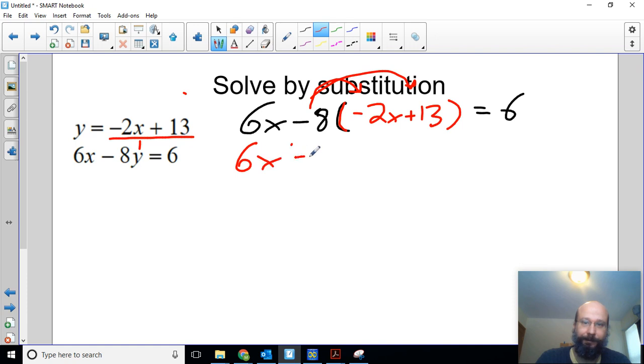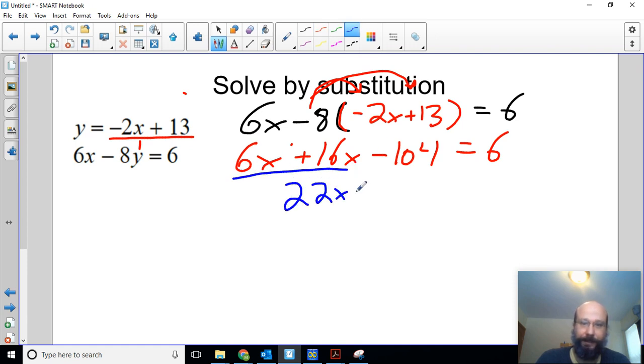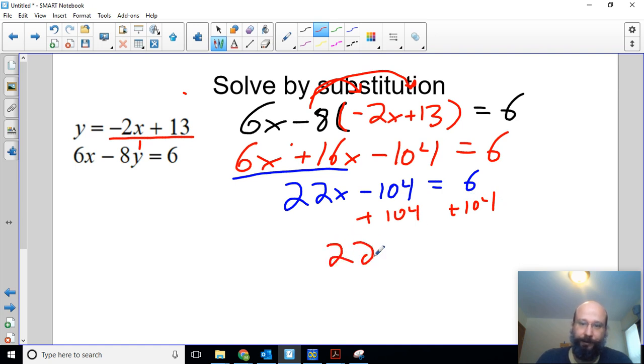So 6x plus 16x minus 104 equals 6. Combine like terms. 6x plus 16x is 22x minus 104 equals 6. Move the 104 over. Plus 104, plus 104. 22x equals 110.